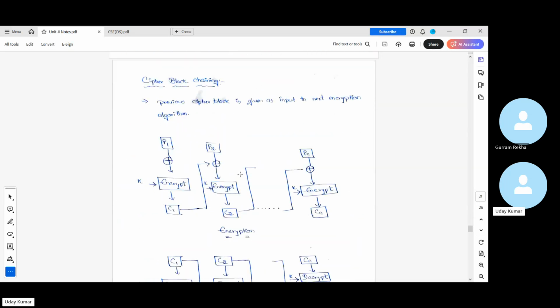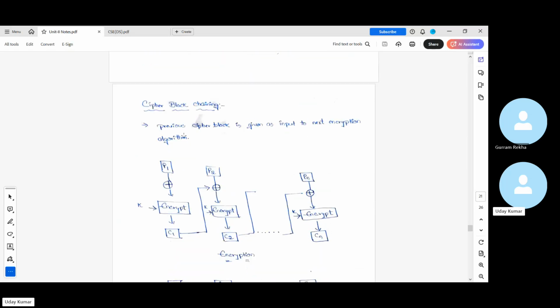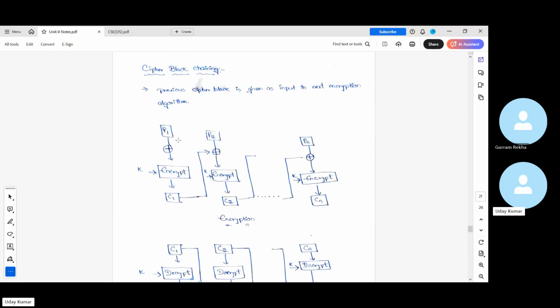Okay. And next is cipher block chaining. The previous cipher block is given as input to the next encryption algorithm. Now, since we are saying each block is independent here, that's an advantage for parallel processing, but that becomes a disadvantage for the hacker. Students, you have to see that the obtained ciphertext is not identifiable to the hacker, but the problem is the same plain text is producing the same ciphertext, right? So the next mode is not independent.